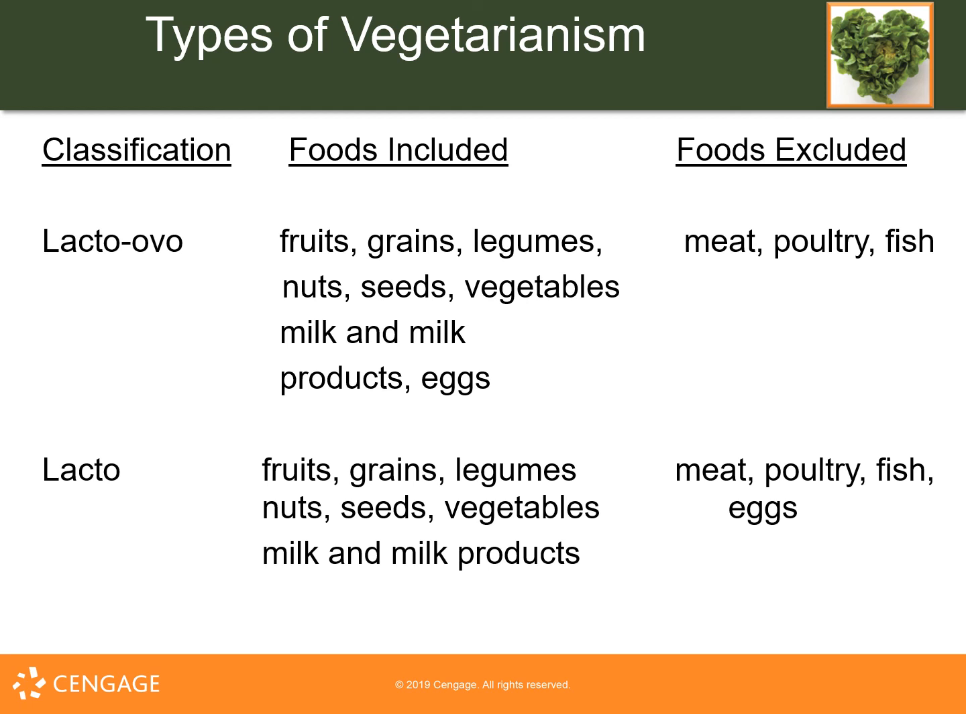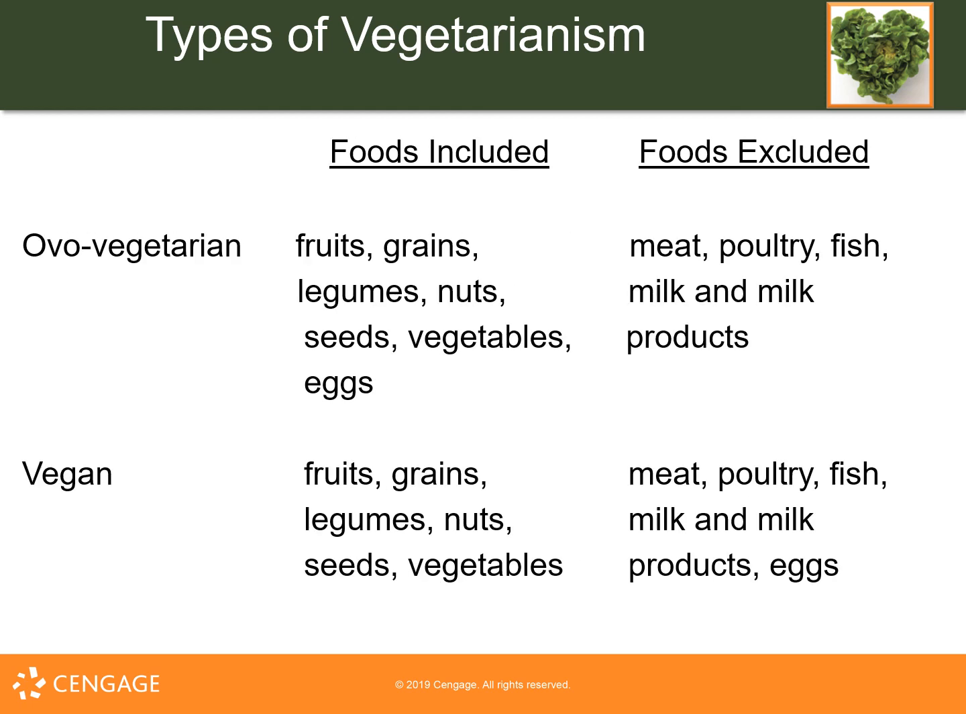Below is lacto. So lacto includes milk only. Then you have ovo vegetarian, and that's when they do consume eggs. And then you have vegan, which is the most restrictive as they do not consume any animal derived food.